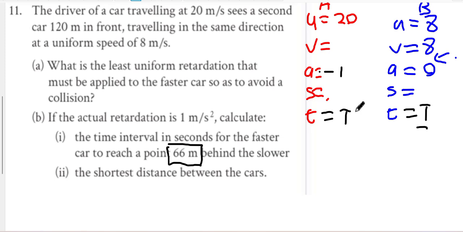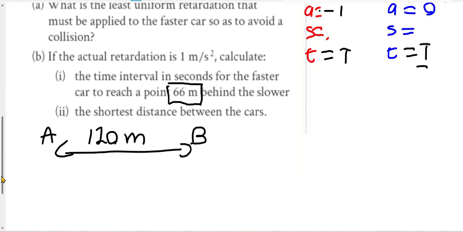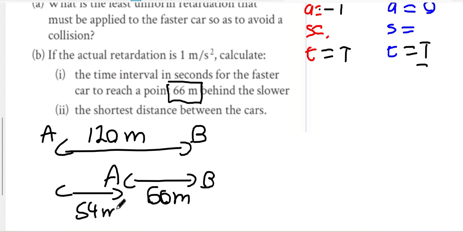That's exactly what you're meant to do. Well done. Excellent work. So what he is saying is that you were 120 meters behind. Would you agree to start that A is 120 meters behind B? And then at the end of this question, how far are you meant to be behind? 66. Okay. So how much extra distance did A travel in comparison to B? It traveled an extra 54 meters.